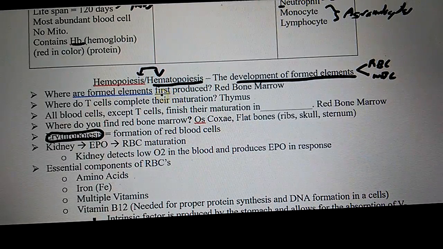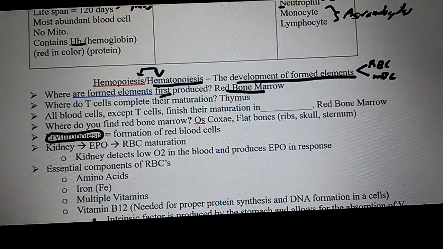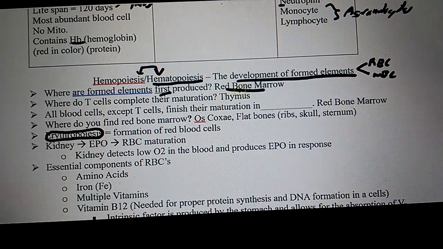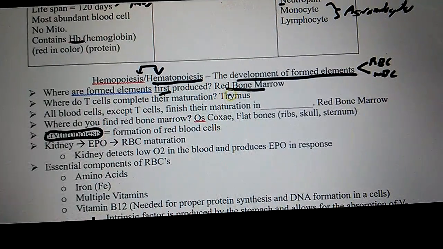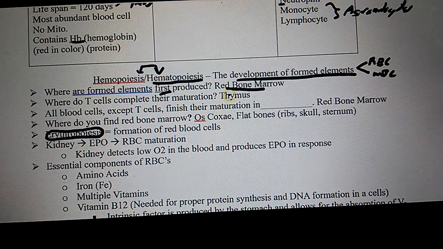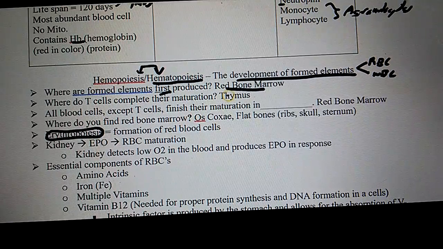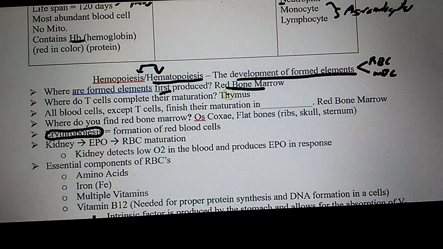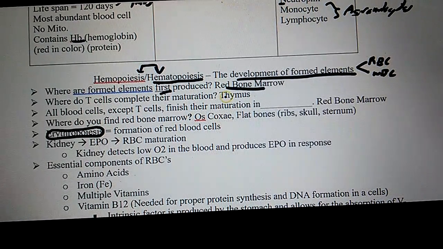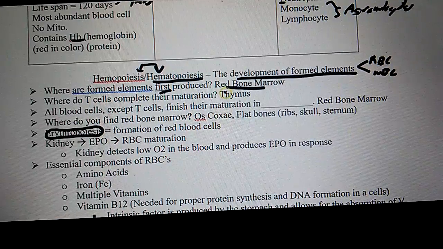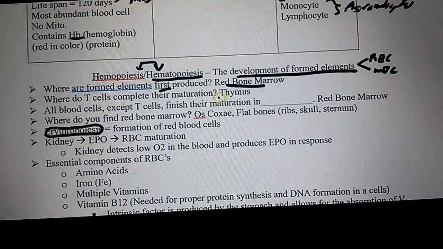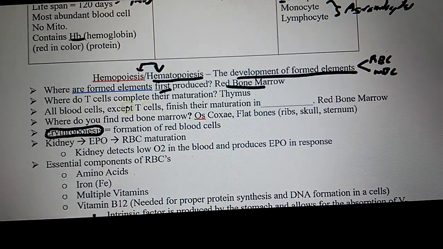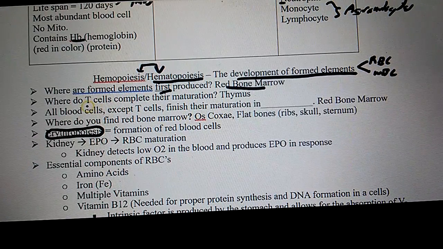Where are formed elements first produced? Red bone marrow. Red blood cells, white blood cells, lymphocytes, neutrophils, basophils, all first produced in the red bone marrow. But the only one that does not finish its maturation in the red bone marrow is what?